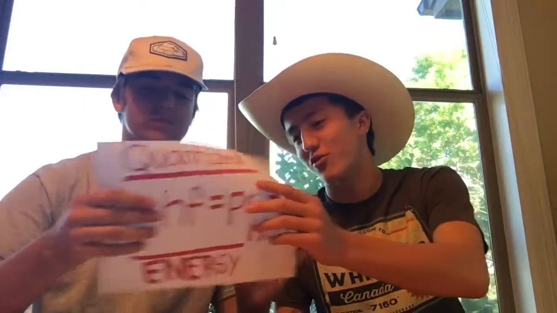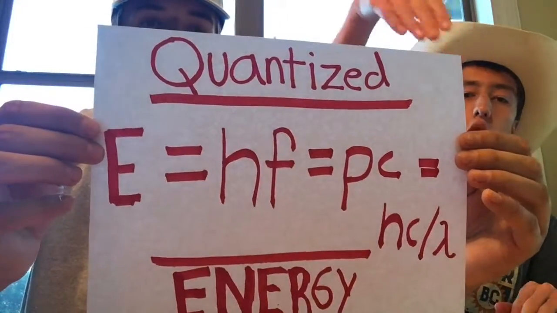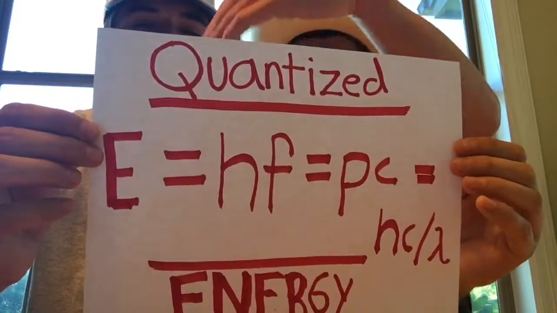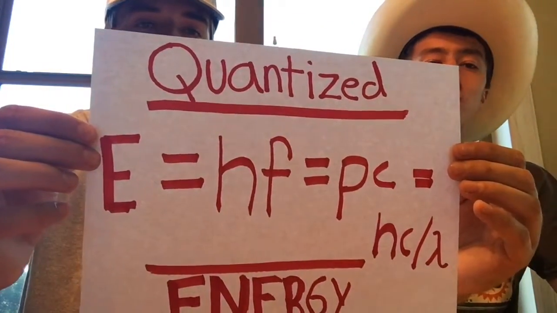Alright, so first off, we got the formulas. Number one most important thing in this unit is formulas. That's what y'all gotta learn. First, we got quantized energy. We got E equals hf, pc, or hc over wavelength. E is energy. Then we got h, Planck's constant, 6.626 times 10 to the negative 34th.